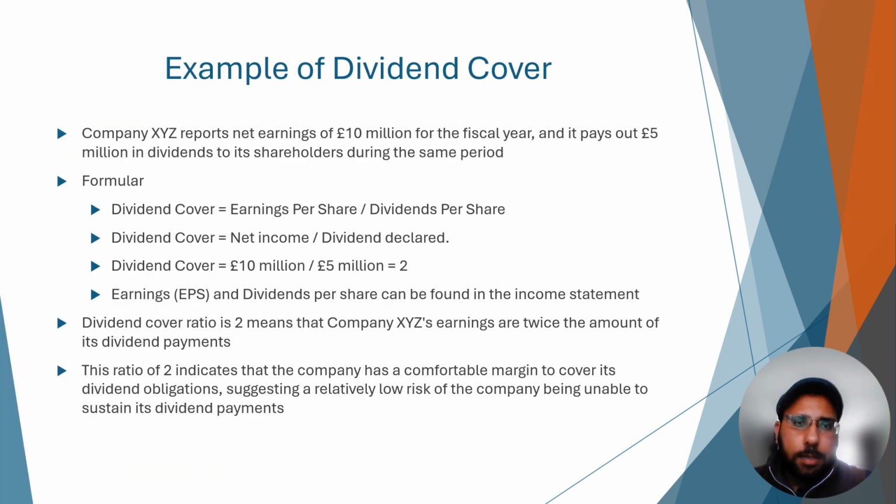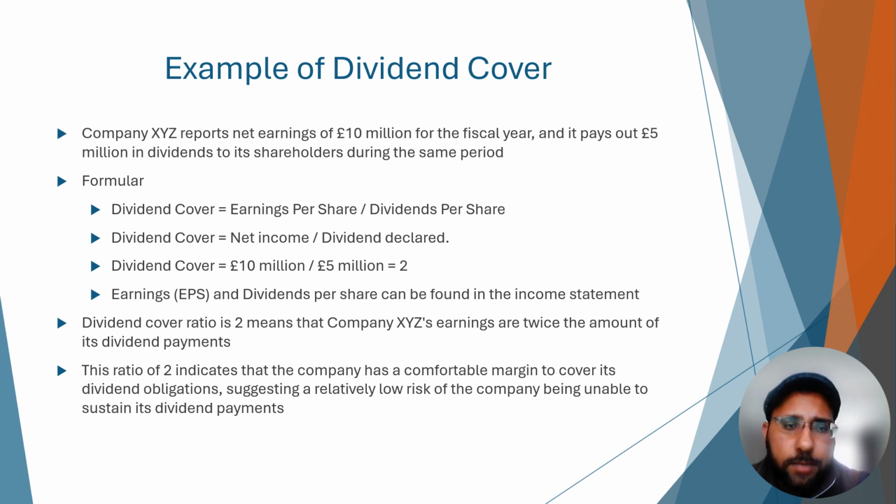Okay, now we've got an example of dividend cover here. Okay, we've got company XYZ. Its net earnings or net income was £10 million for the fiscal year, and it will be paying out £5 million in dividends to its shareholders during that period of time. Now, when it comes to the formula, there's many different ways of going about it. Earnings per share divided by dividends per share is one way, but we'll focus on the alternate version, which is the net income divided by dividend declared. If we were to do that, 10 million divided by 5 million would leave us with 2. Okay, so we would have a dividend cover of 2.